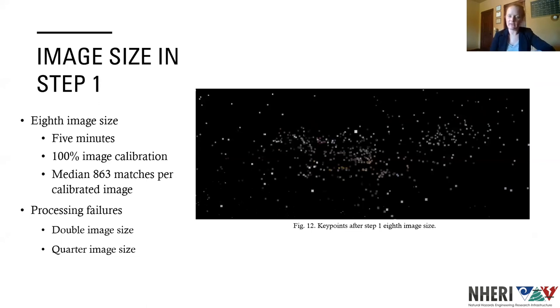I also tried 1/8 image size, which is the smallest option. And as you can see, it looks like dust on a computer screen. It is not really viable for making any models. It just does not work out. Additionally, I tried working with 1/4 image size and double image size, and both of these actually failed, because sometimes processing fails within Pix4D Mapper, and the program does not give you a whole lot of information about why it fails. Sometimes it just does not work.